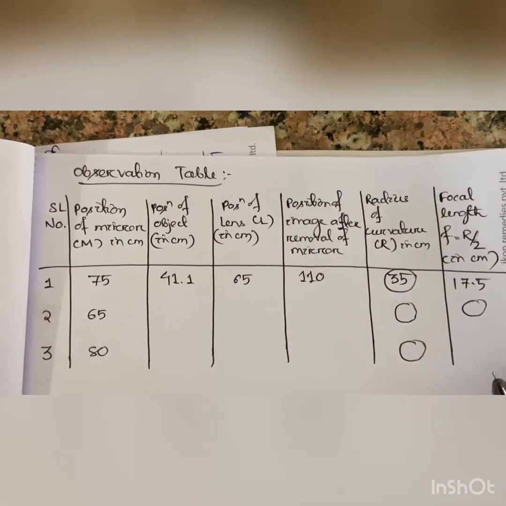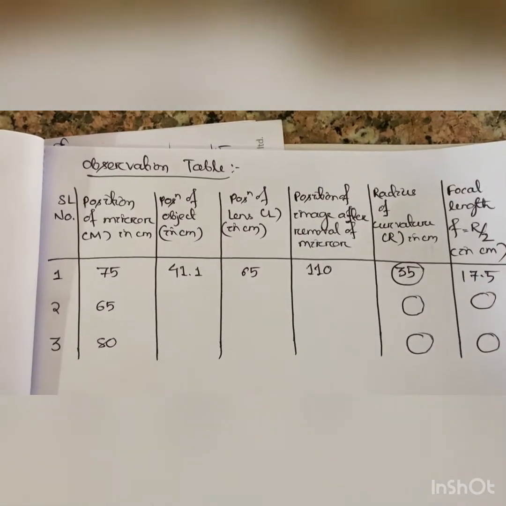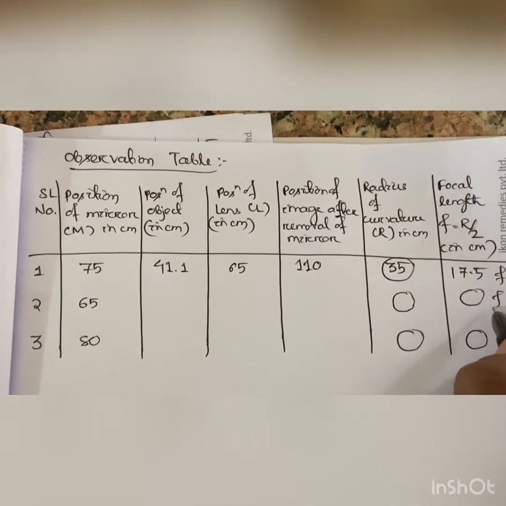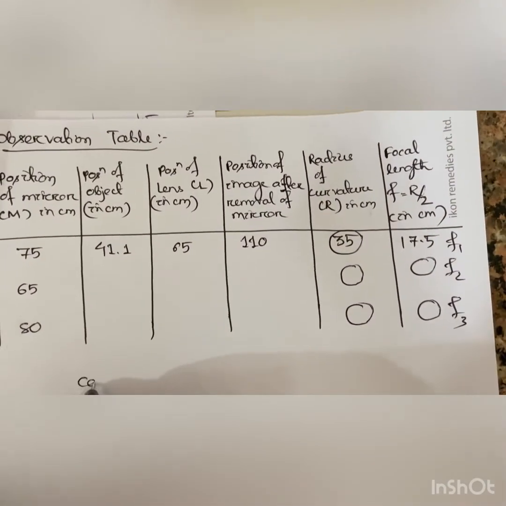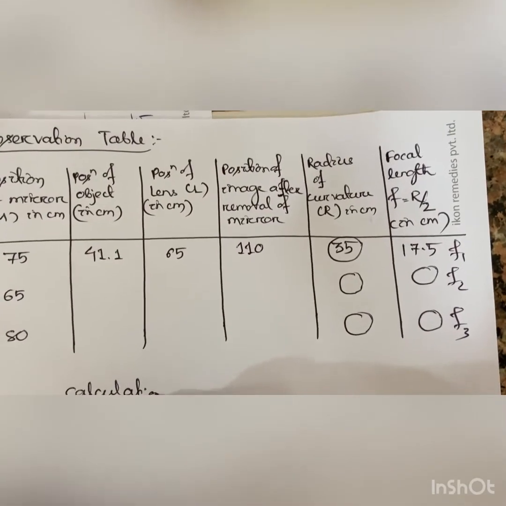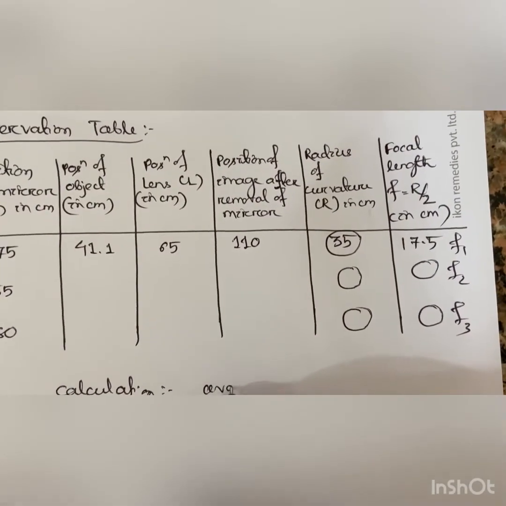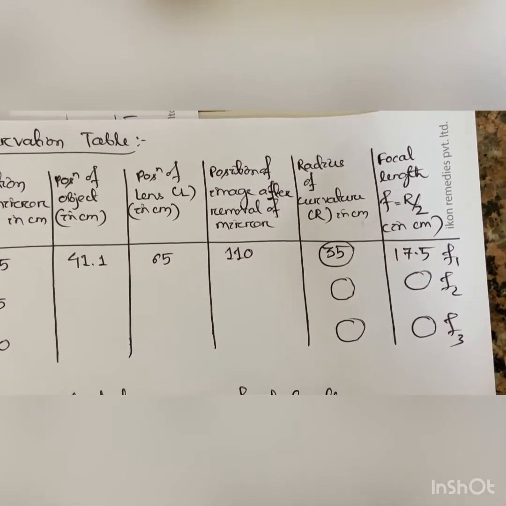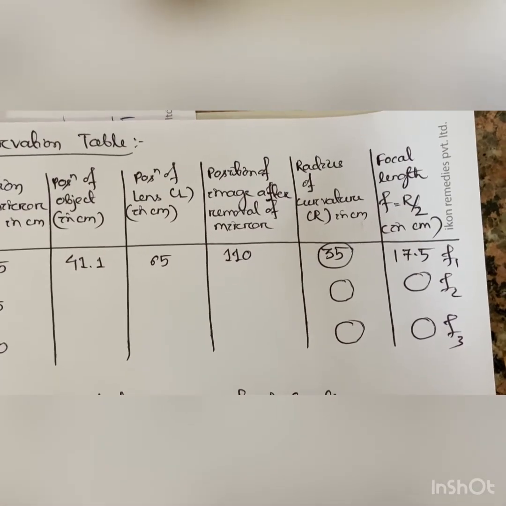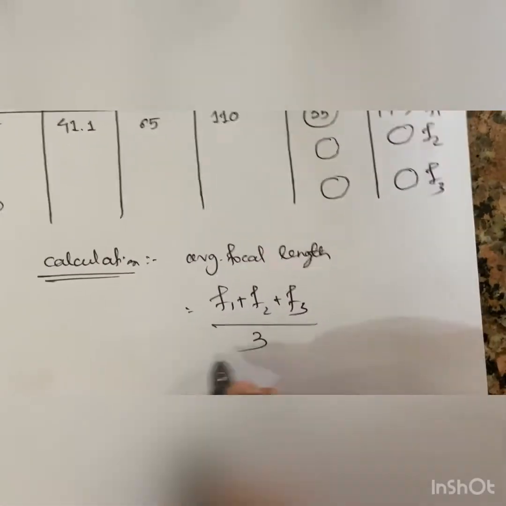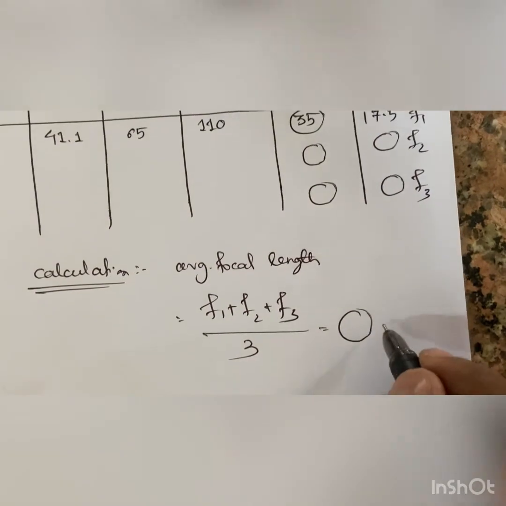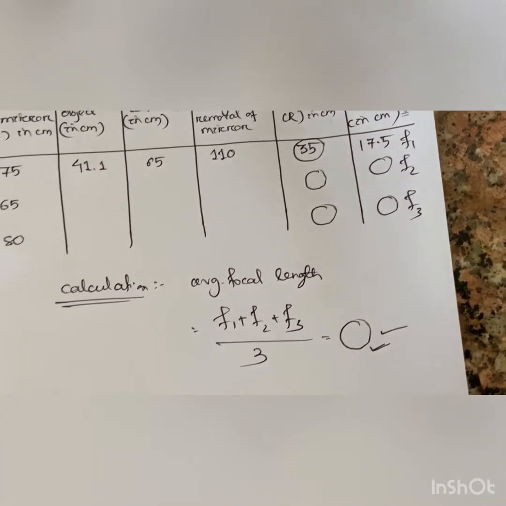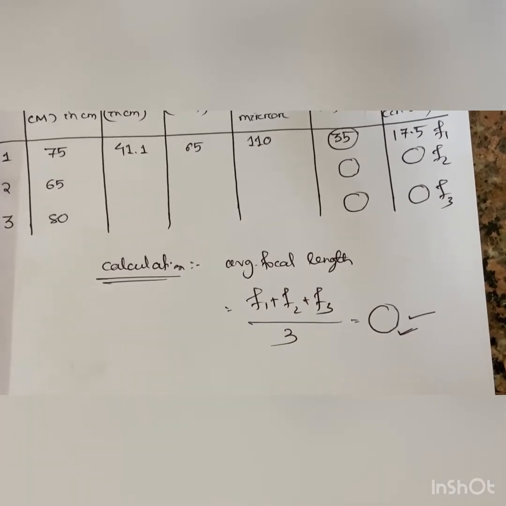Then you will be finding a focal length, here also you will be finding the focal length, then you will be taking the average focal length. If this is f1, this is f2, this is f3, so in the calculation part you have to find the average focal length, that will be equal to (f1 + f2 + f3) divided by 3. So what will be the result? That will be your finding, okay? That will be the focal length of the mirror we have used here.